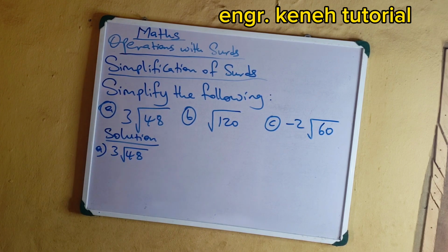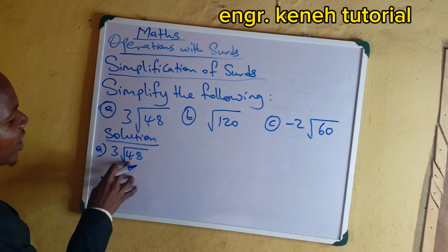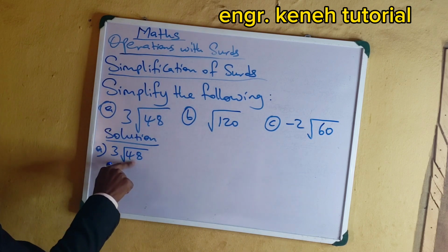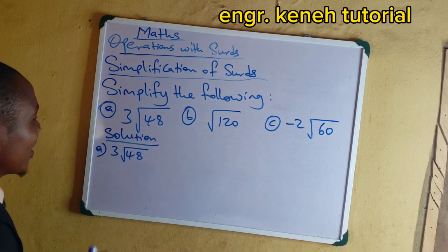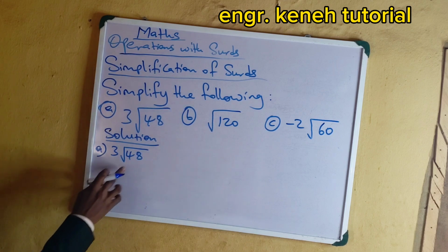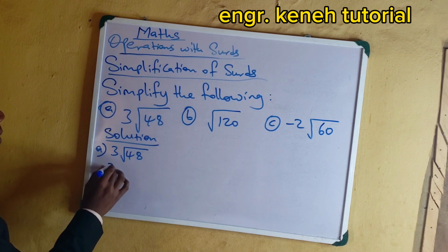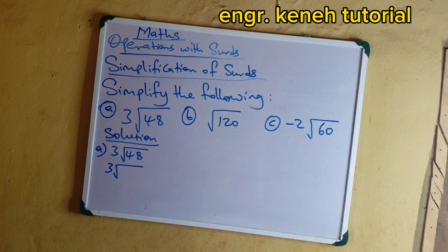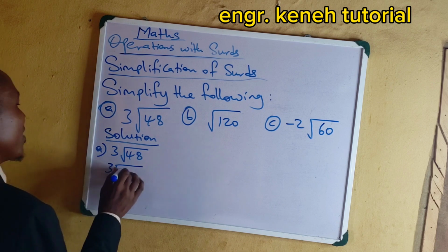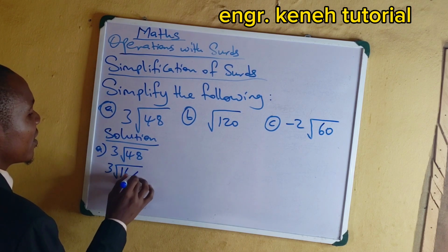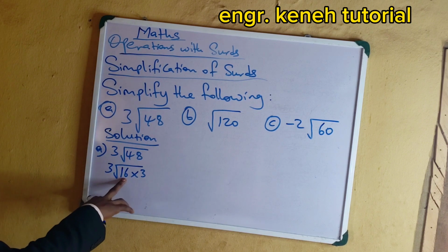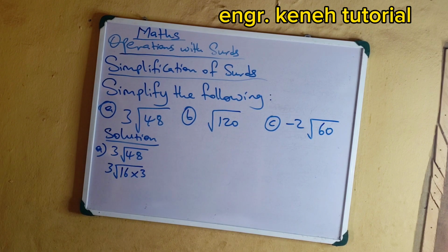So I will ask myself the factors of 48. The maximum factor of 48 that is a perfect square. So I will have something of this nature. The maximum factor of 48 that is a perfect square is 16.